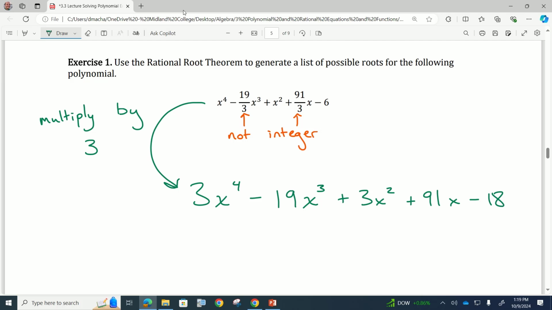In green, now I have a polynomial that has all integer coefficients. And the other cool thing is that green polynomial has exactly the same roots as the one I started off with. The green polynomial is different from my original polynomial, but it still has the same roots. I'm going to show you a picture of what I mean by that.